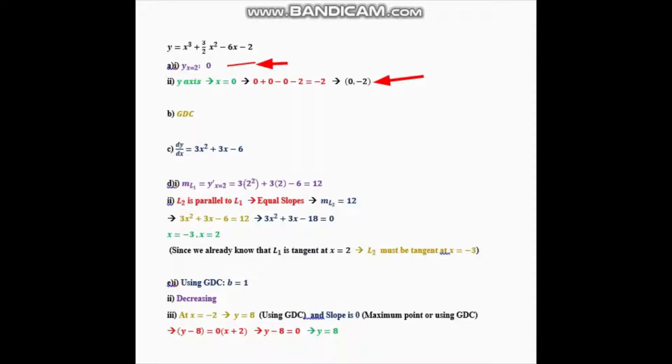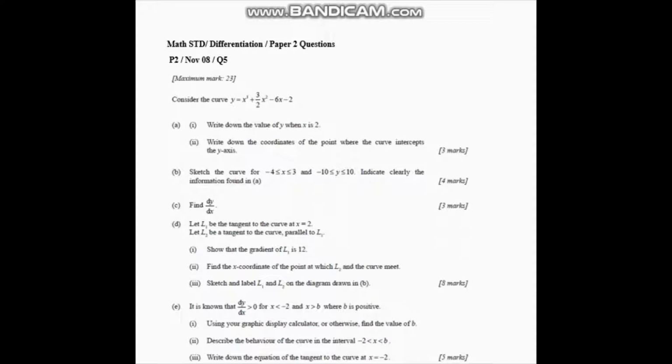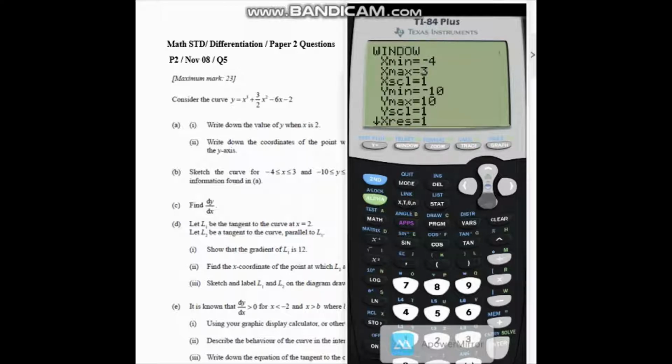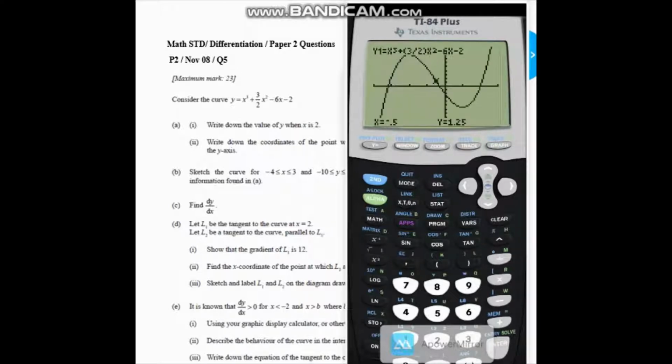So moving on. I am required to sketch the curve for negative 4 less than x less than 3 and negative 10 less than y less than 10, indicating the information found in A. So I'm going to adjust my window to match the information that they've mentioned in the question. Negative 4 less than x less than 3 and negative 10 less than y less than 10. And I shall click on trace. There is my curve. I need to sketch this curve as it is, and I need to indicate the information that I found in A.